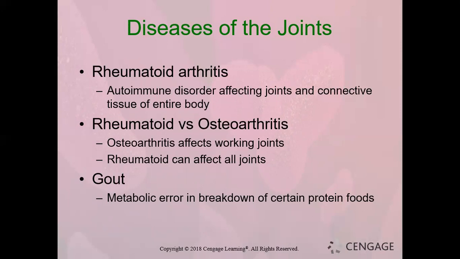Rheumatoid versus osteoarthritis. Osteoarthritis affects working joints, and rheumatoid arthritis can affect every joint. So just remember that. That's not, I don't think, anything on your exam, but that's just an easy way to remember it.